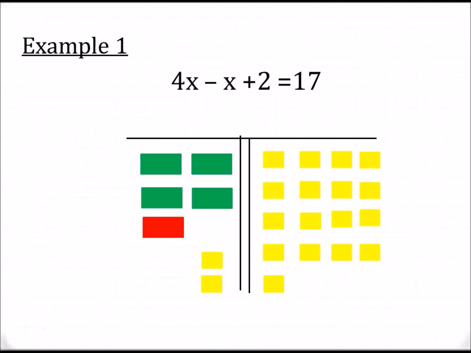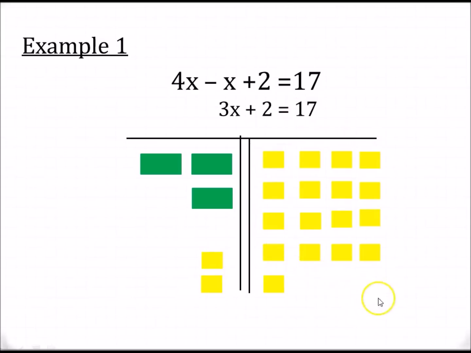Example 1 is 4x minus x plus 2 is equal to 17. As you can see, we have rule number 1, which says to combine like terms on the same side of the equal sign. Both of these are x's, as we can physically see, so I can combine them. We are using zeroing out, where a negative and a positive equal 0. That will leave us a 3x, and we still have a plus 2, and we still have 17 on this side of the equal sign.